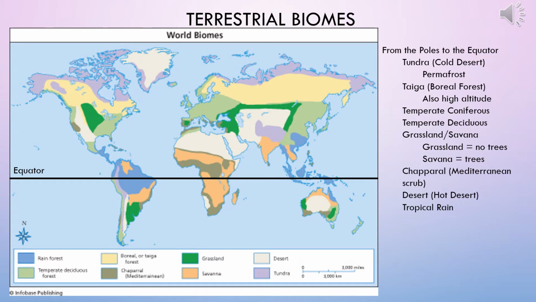You will have these areas called a chaparral. It's also known as a Mediterranean scrub forest. They're typically located on the edges of deserts, transitional areas between vegetated areas and deserts. They have small, hardy, scrub-like trees and shrubs.